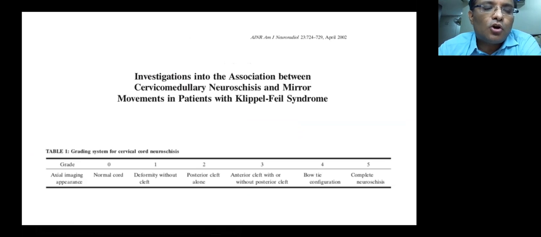So there are a lot of papers which have time and again shown a very strong association of these CV junction anomalies with the presence of mirror movements. And depending on the cervical cord neurosis, there was a grading: normal cord, deformity without cleft, posterior cleft, anterior cleft with or without posterior cleft, bow tie configuration, and complete neurosis.